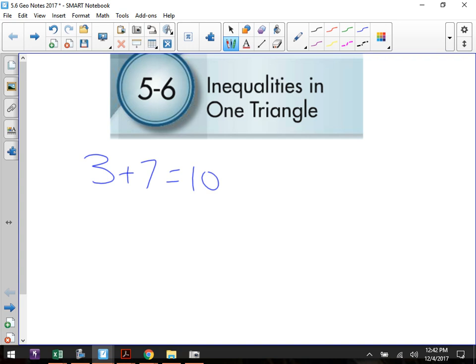Now, the reason why I wanted to show that is because anytime you add something together, the sum is always larger than either one of the two.